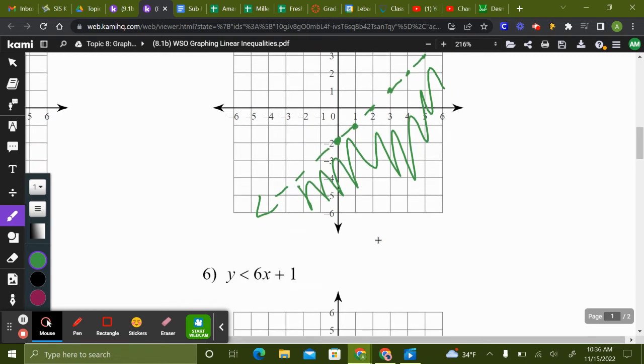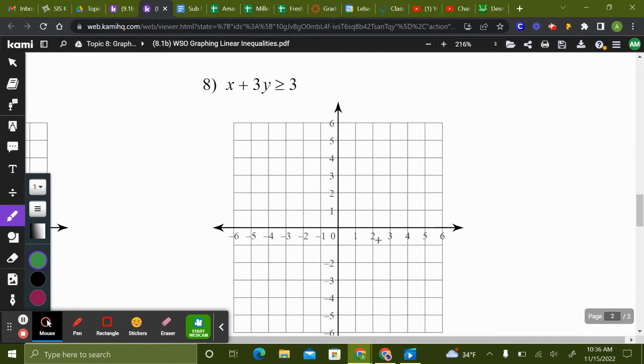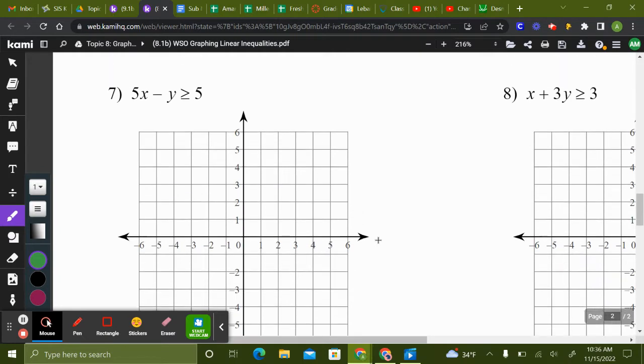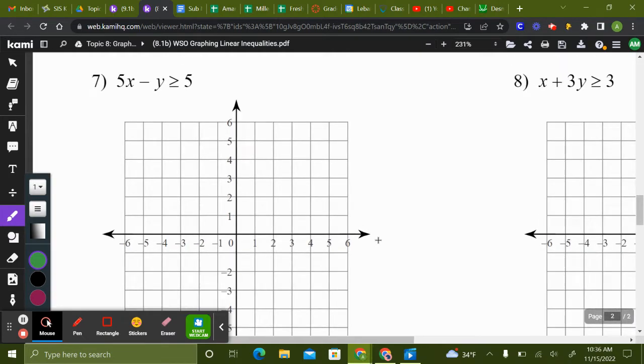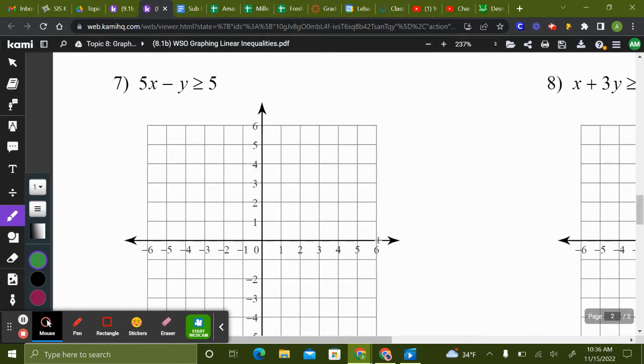Okay, I want to do a couple more of these. So, looking at the back, what do you notice about this one? Hopefully, you notice that this one is not solved for y. It's not in slope-intercept form.